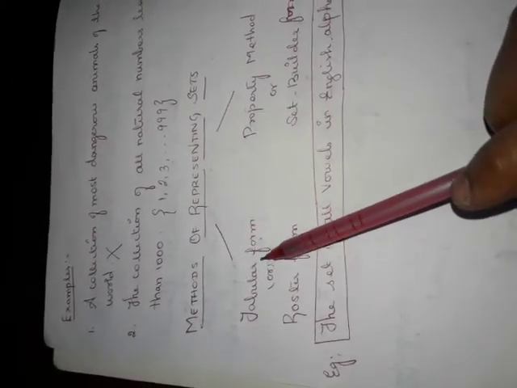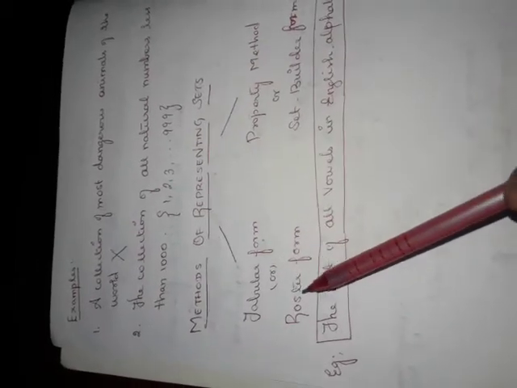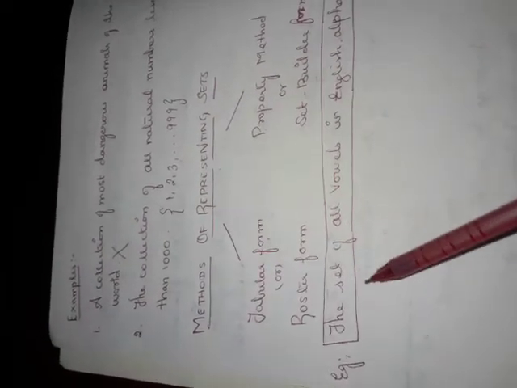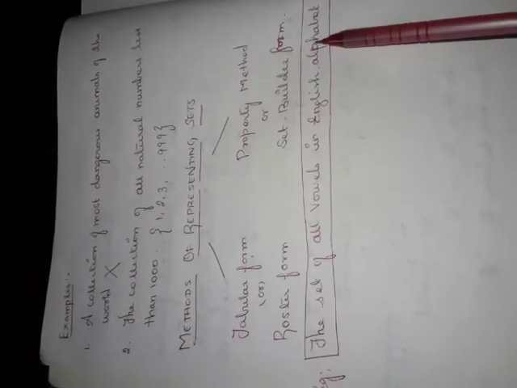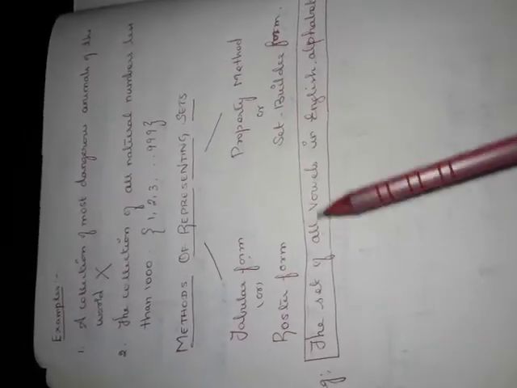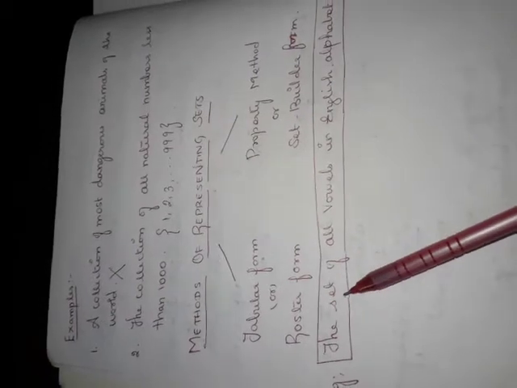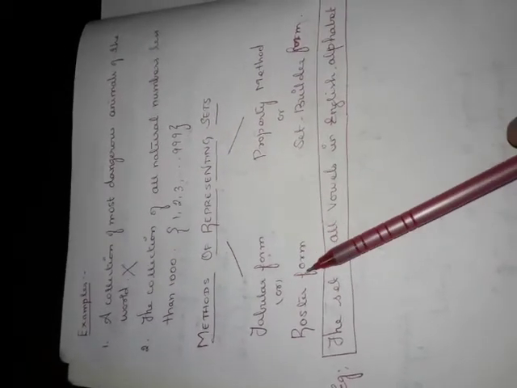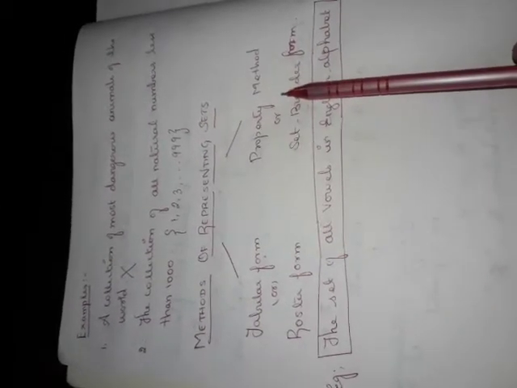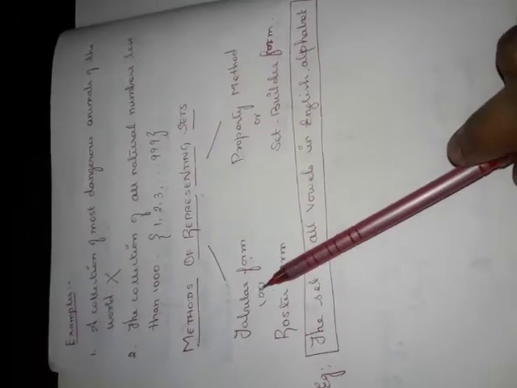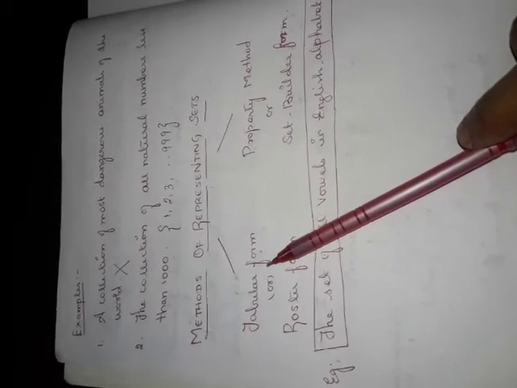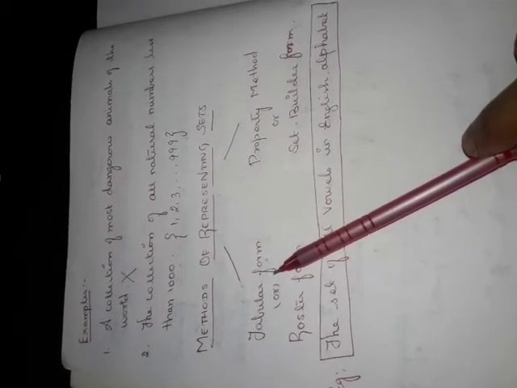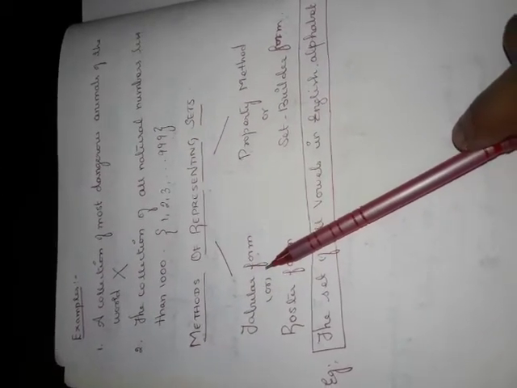So from the name itself, we can see tabular form, right? Before getting into this, we will take one common example, the set of all vowels in English alphabet. Now let us see how we can express this in both tabular form and set builder form. First, the tabular form: from the name itself we can feel that it just tabulates the values of the statement, right?